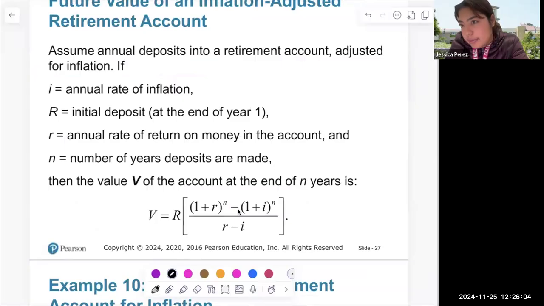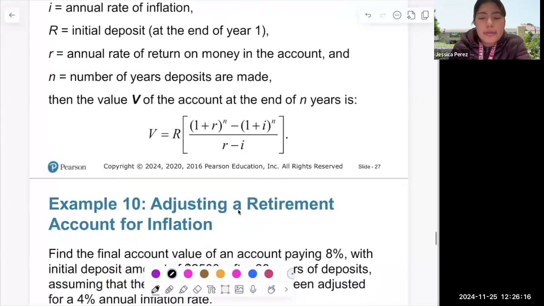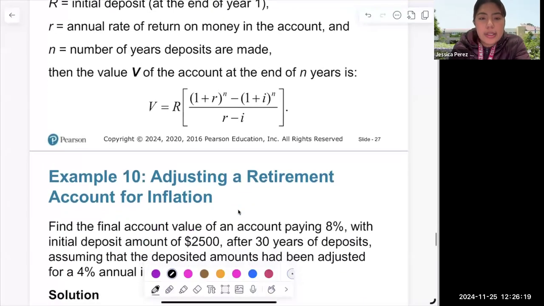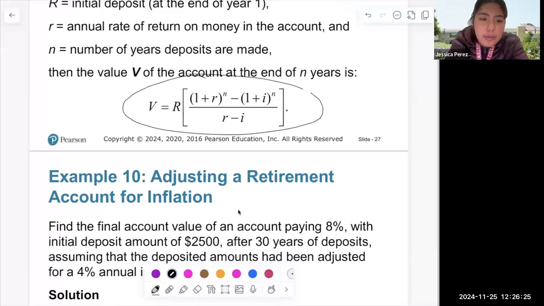So, for example, I want to retire. I make a principal investment, N is the number of years deposits are made, and I is the rate of inflation. So we're going to have to find the adjusted retirement account for inflation. We're going to use this formula in the following example.